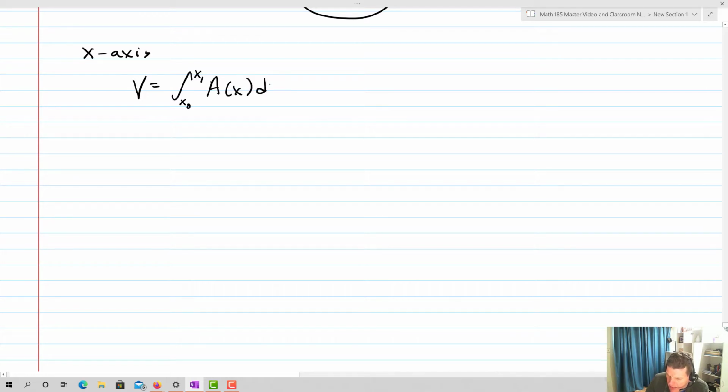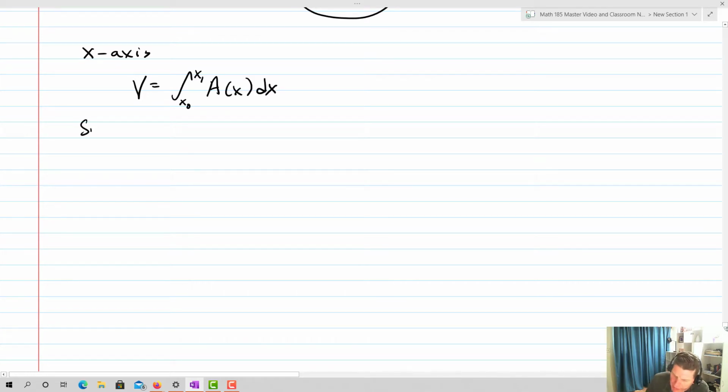All right, so to put everything together, we want to imagine what some of the basic formulas are that we work with. And from there, it really is all about visualization. Can you visualize what these figures look like and how to put them together? Because basically, if we're working around the x-axis, then our volume is just going to equal the integral from x0 to x1 of the area of a cross-section dx.